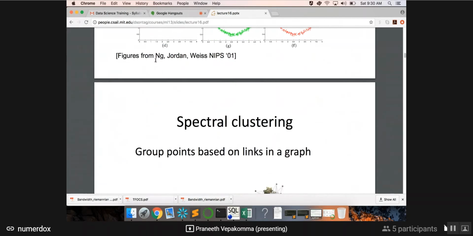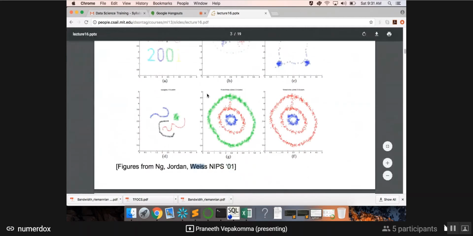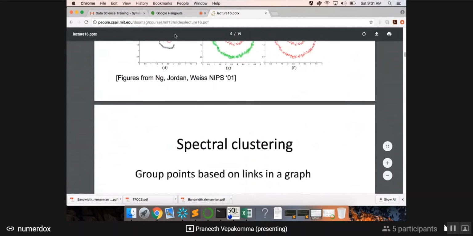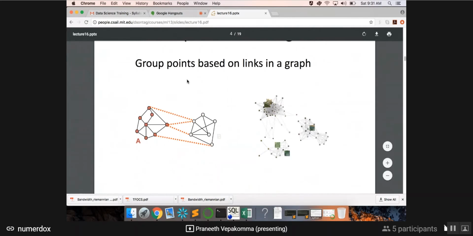Again, Andrew Ng, Stanford guy. Michael Jordan is a stat professor in Berkeley. This guy, I don't know who he is. So this was some example results on spectral clustering in their very popular paper in NIPS, that conference that I was talking about, in 2001. Some analysis around that. Okay, spectral clustering. So what is it doing internally?